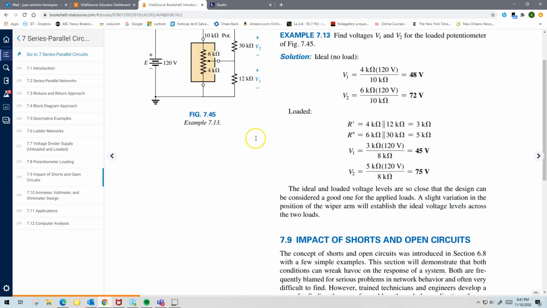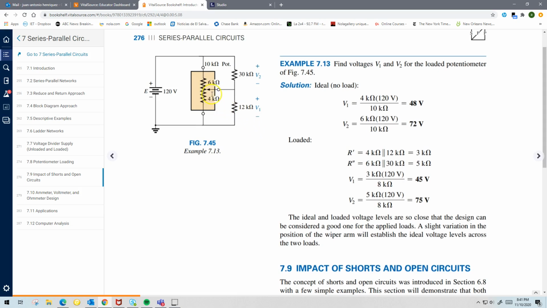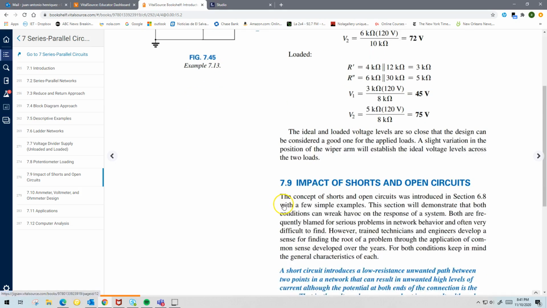In this case, you notice that the reason why the ideal voltages and the loaded voltages are the same is because we've chosen the values of the load resistors to be much greater than the total value of the pot. Okay, so that's what shows you what it says before.